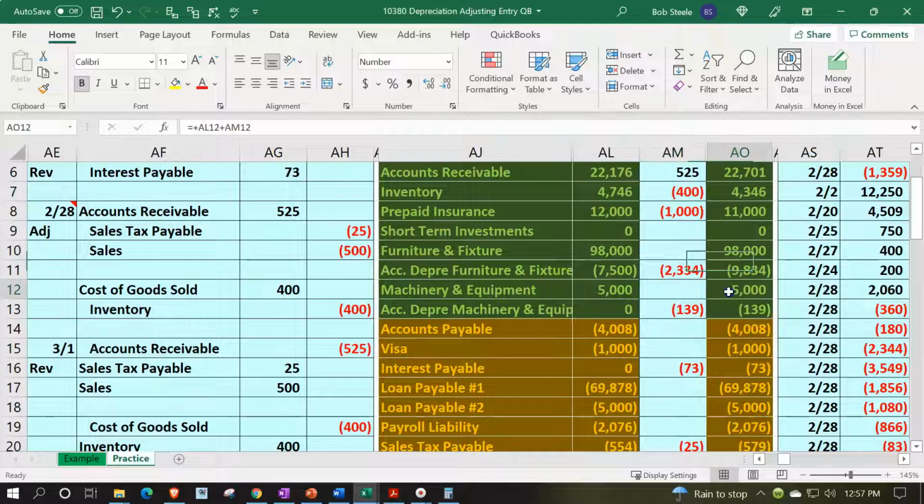So now this was on the books. We bought it for $5,000. We have expensed 139 in the form of depreciation. The difference between the two, 1486.